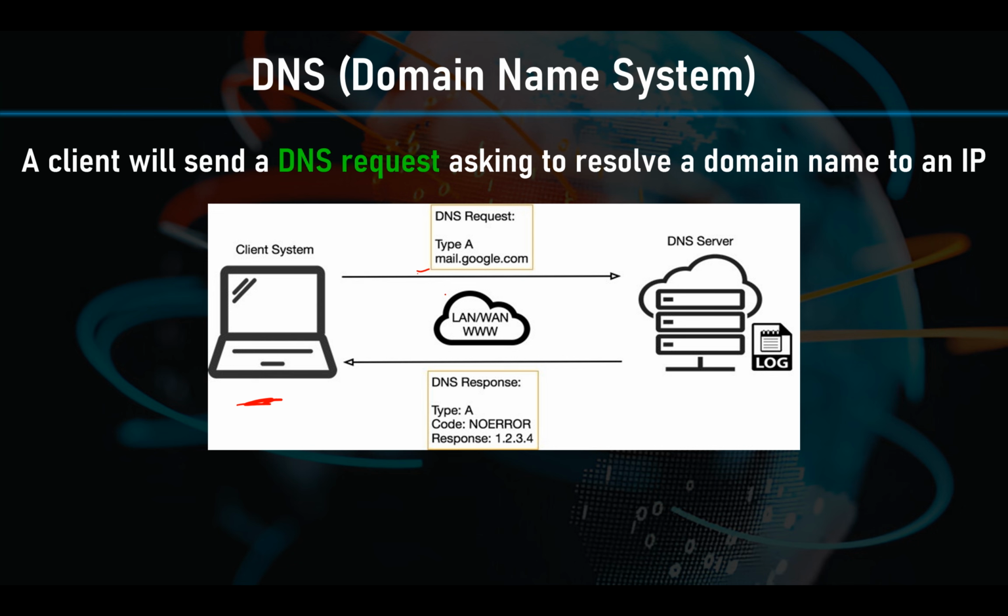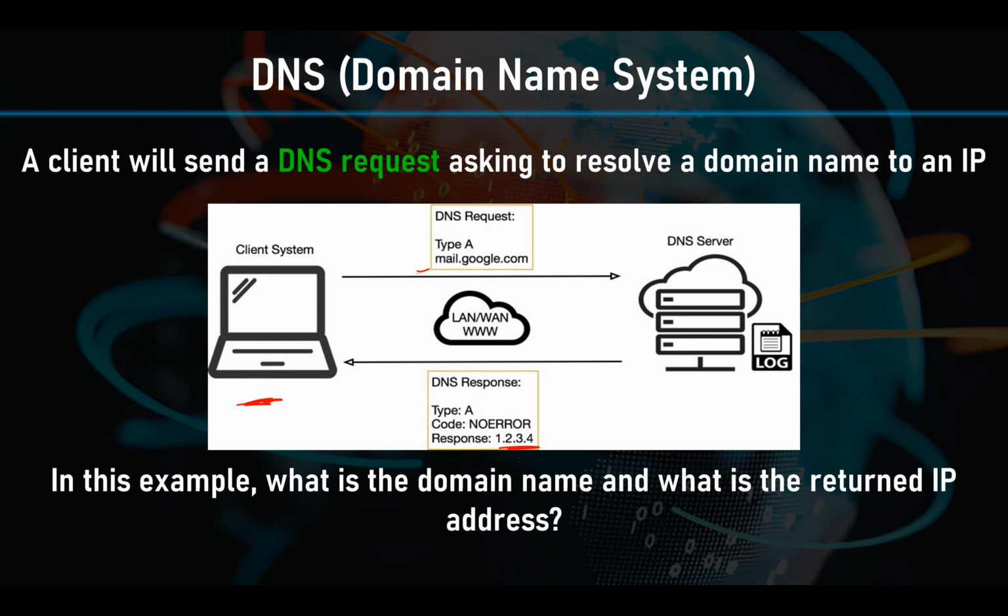Anyway, if we look here, they're requesting the IP address of mail.google.com, this subdomain. That's going to go to the DNS server. The DNS server is going to have a record of this, and then it's just going to send it back. So here it's saying 1234. That's the IP address of this domain, or of this subdomain. So we saw that: domain name mail.google.com, returned IP 1234.